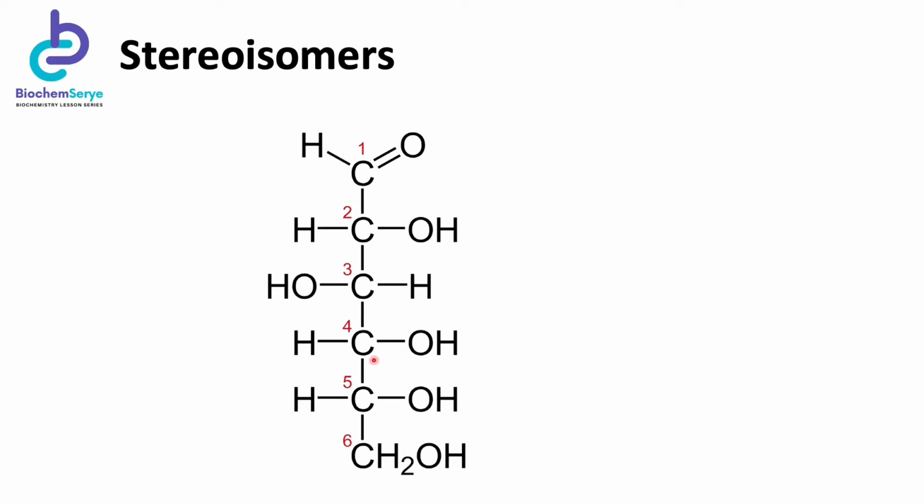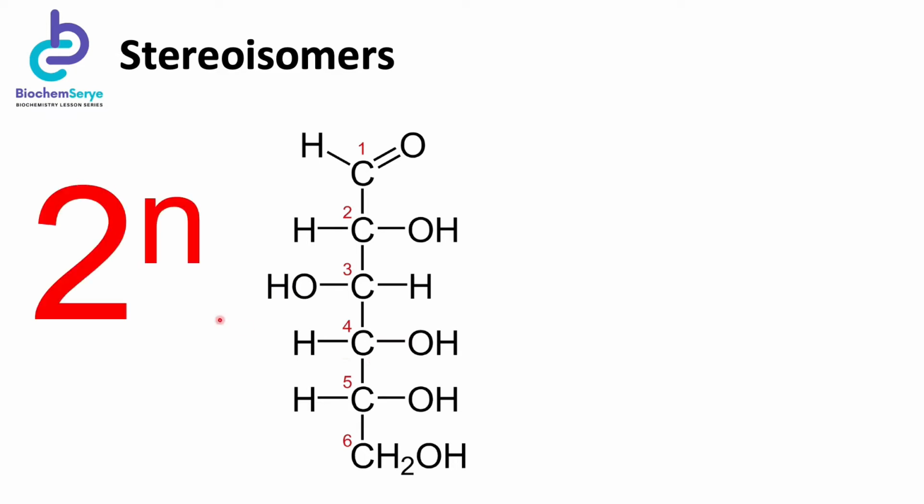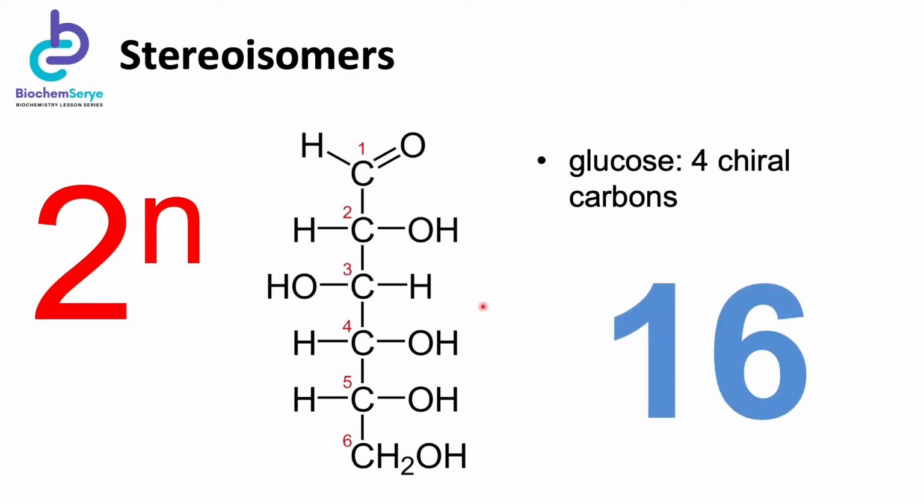Once we have counted the number of asymmetric or chiral carbons, we can predict the number of stereoisomers a monosaccharide will have. It will be equal to 2 raised to the n, with n being the number of chiral carbons. So if we look at this specific example, this is glucose, and glucose has 4 chiral carbons. Following the 2 raised to the n rule, it would have how many? 2 times 2 times 2 times 2. It will have 16 possible stereoisomers.